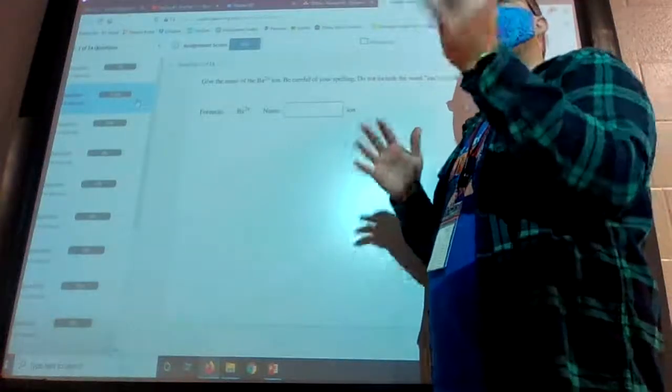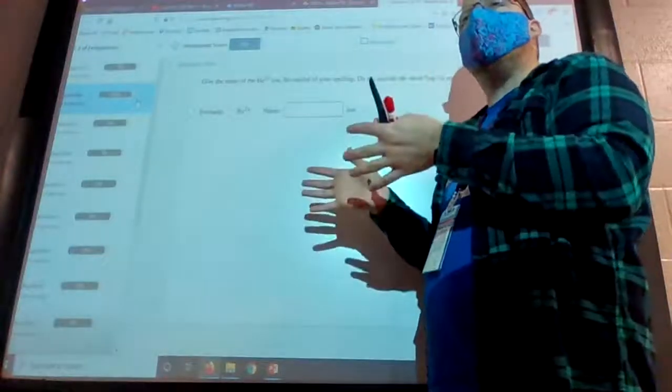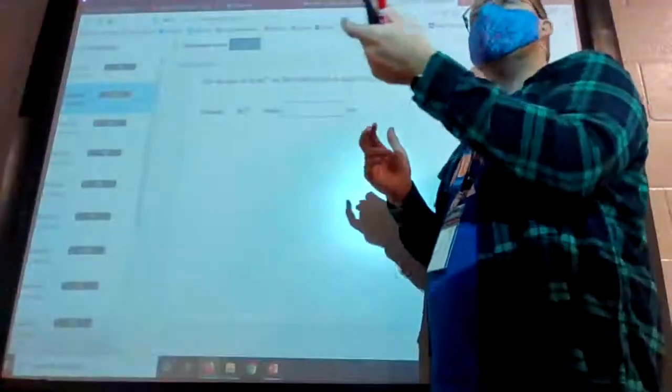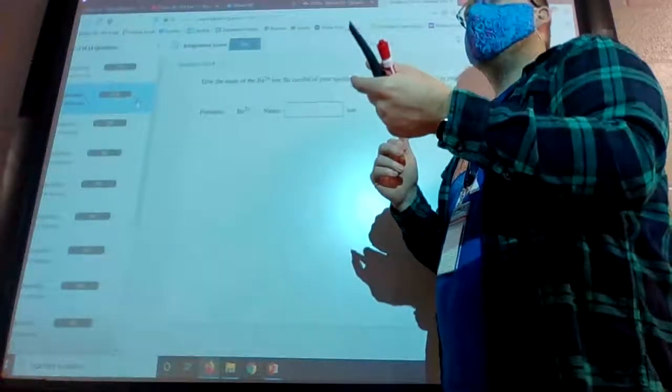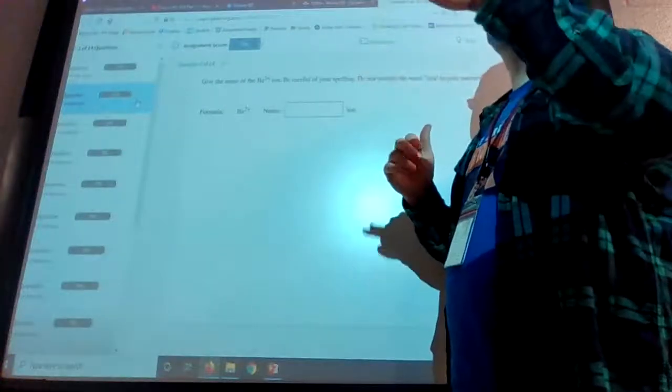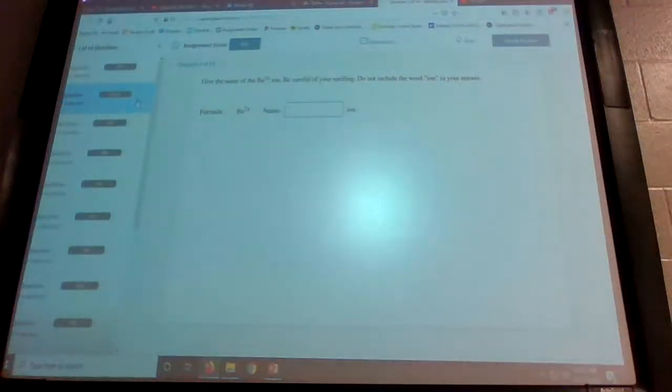So how do I change a non-metal name to an ion? What do I add to the end? Ide. So instead of fluorine, it should be fluoride. I put enide. Yeah, no. You get rid of the ine and add the ide. What if it's a metal? If it's a metal, it should just be the name.